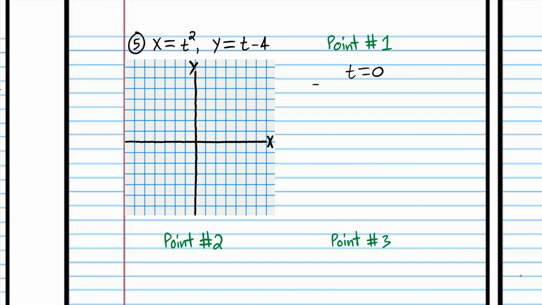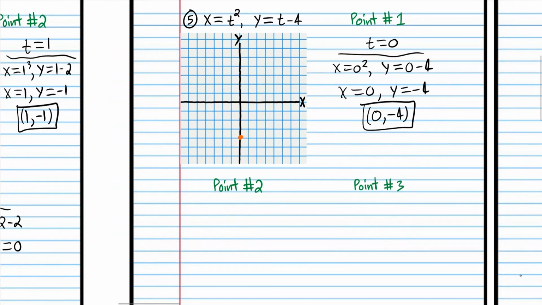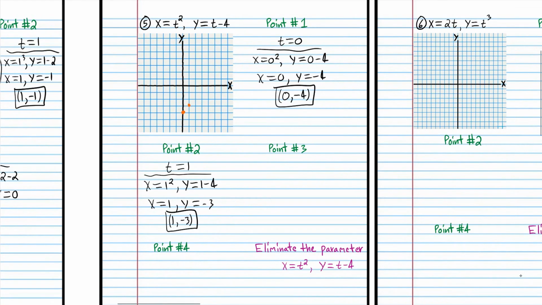So let's try t equals 0 for our parameter. So x equals 0 squared, y equals 0 minus 4, x is 0, y is negative 4. That's our first point. So you may choose different points. That doesn't mean that you're wrong necessarily. So let's try t equals 1. So x is 1 squared, y is 1 minus 4, so x is 1, y is negative 3, so our point is 1, negative 3. And so there we go.